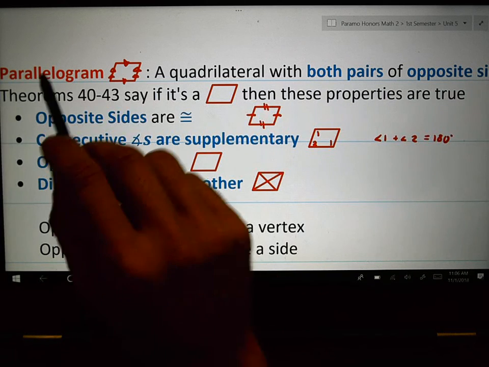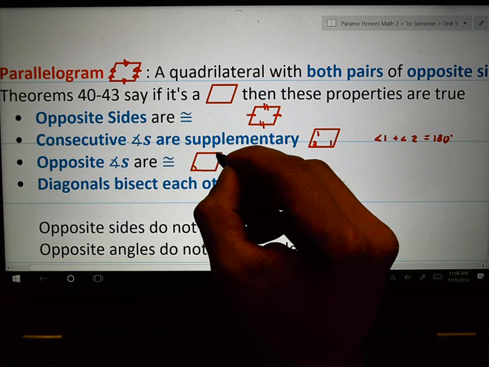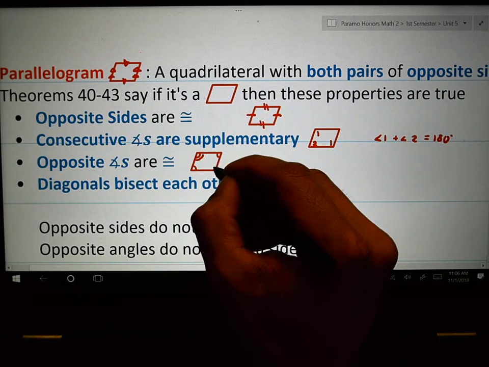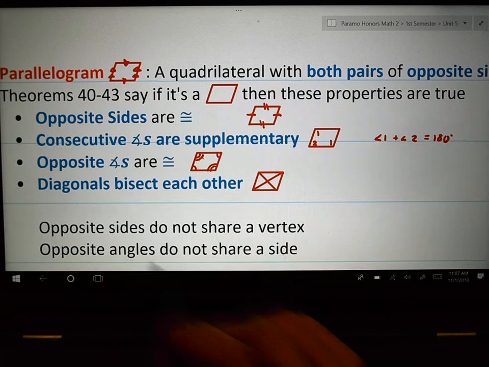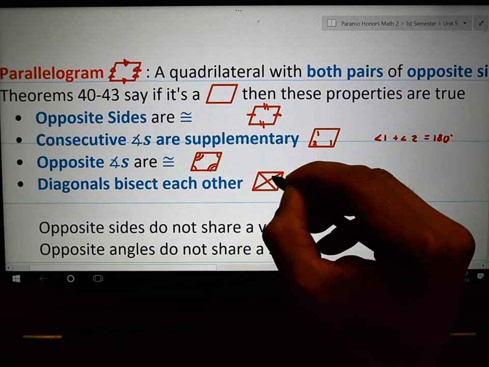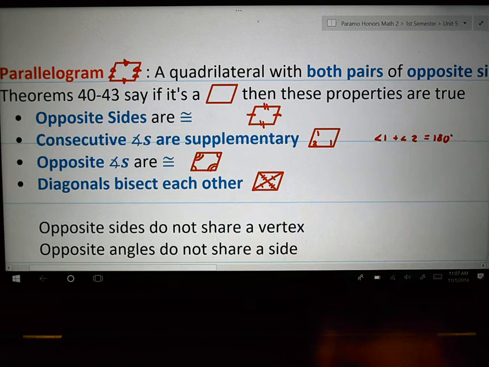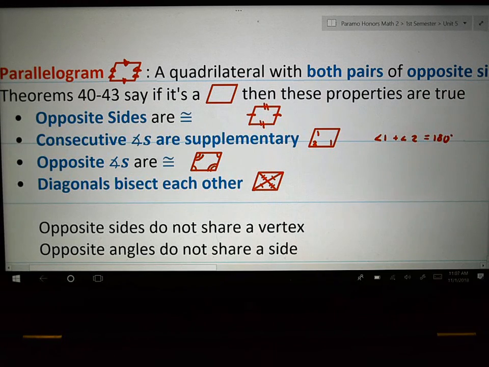In a parallelogram, the opposite angles are congruent, which means that this angle here has to be congruent to its opposite angle. The other angles are also going to be congruent to each other as well. Otherwise, it would not be a parallelogram. And lastly, the diagonals bisect each other, meaning that this diagonal cuts the other one into two equal pieces, and same with this diagonal and the other diagonal. It makes these two things the same and these two things the same.